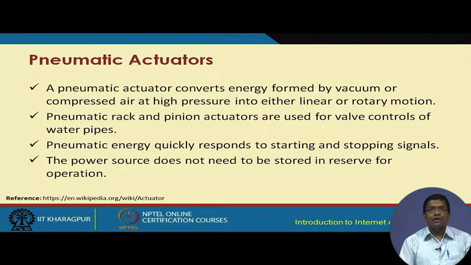Pneumatic actuator, pneumatic means air based. A pneumatic actuator basically converts the energy formed by vacuum or compressed air at high pressure into either linear or rotatory motion. The rack and pinion actuators are typically pneumatic actuators, and these are used for valve controls of water pipes.